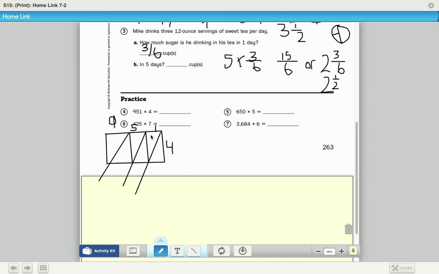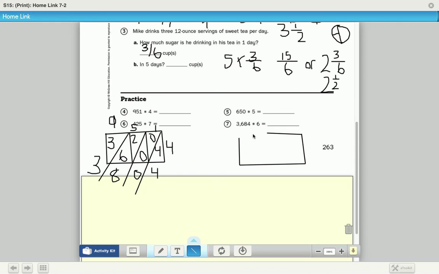So 1 times 4 would be 4. 5 times 4 would be 20. And 9 times 4 is 36. And then I add my diagonals. We have 4, 0, 8, and 3. 3,804.